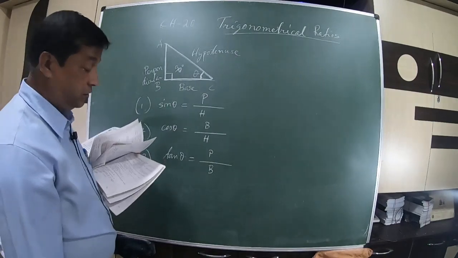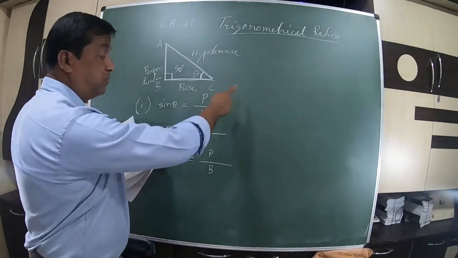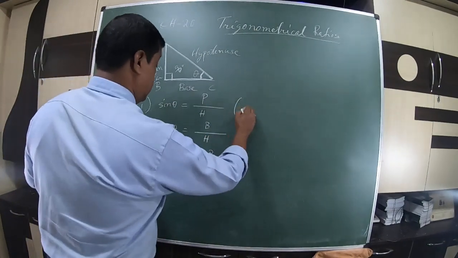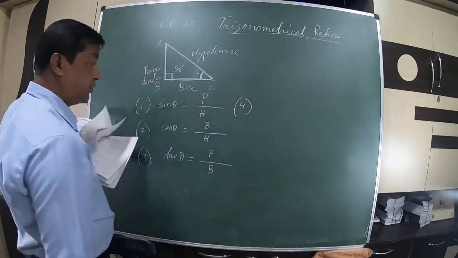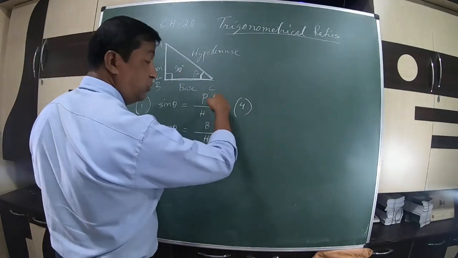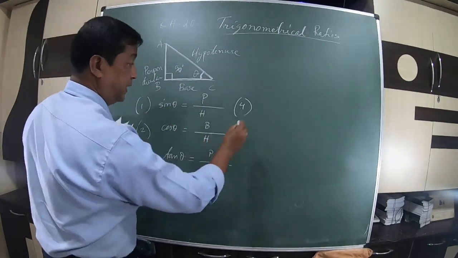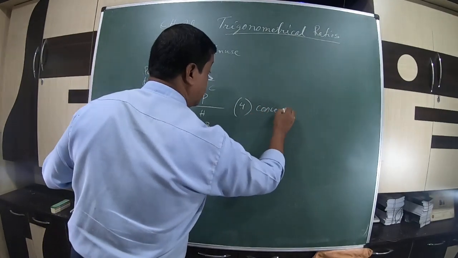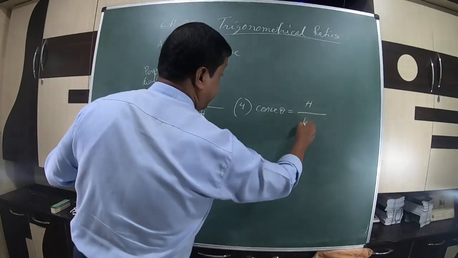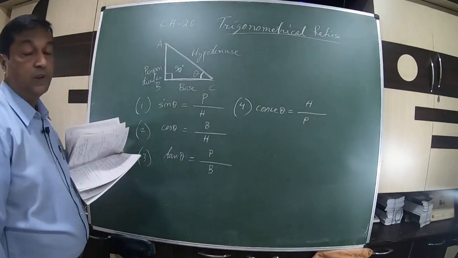Now if you take the reciprocal of sin theta, it will be cosec theta. So what will be the ratio? It will be just the reciprocal. That means hypotenuse will be in the numerator, perpendicular in the denominator. So cosec theta is equal to hypotenuse by perpendicular. I think it's clear to you.